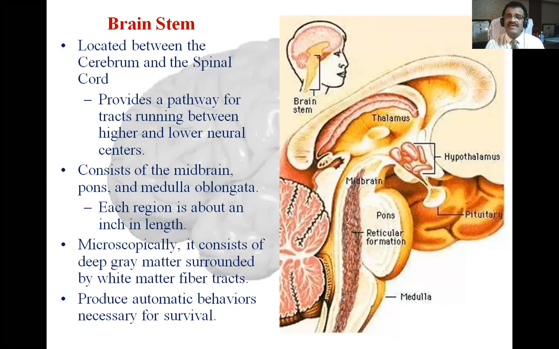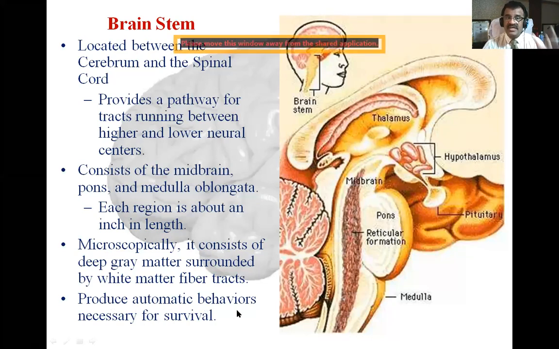Microscopically, it consists of deep gray matter surrounded by white matter. So here in the brainstem, the gray matter is inside and white matter is outside. Whereas in the cerebrum, gray matter is outside and the white matter is inside. So the microscopic structure which is present in the brainstem continues further in the spinal cord. Okay.